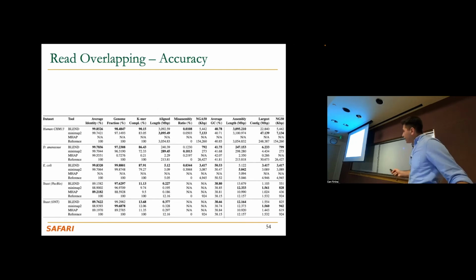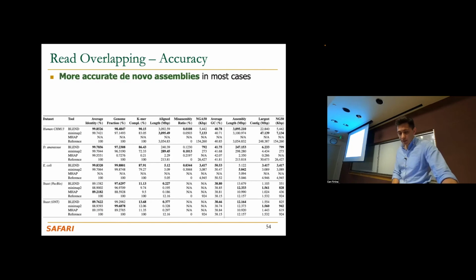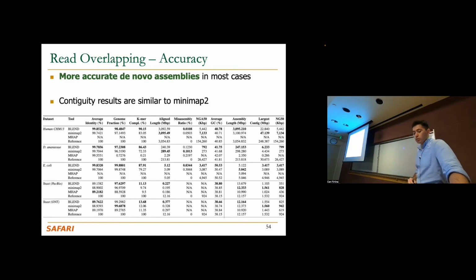So again, we construct de novo assemblies using the overlaps that we find using each tool. And here we show results for each data set. These results on the left show you some insight about the assembly quality, and these show you some insights about the assembly contiguity. And what we see is that we can generate more accurate de novo assemblies in most cases, and the contiguity results are similar to Minimap2.